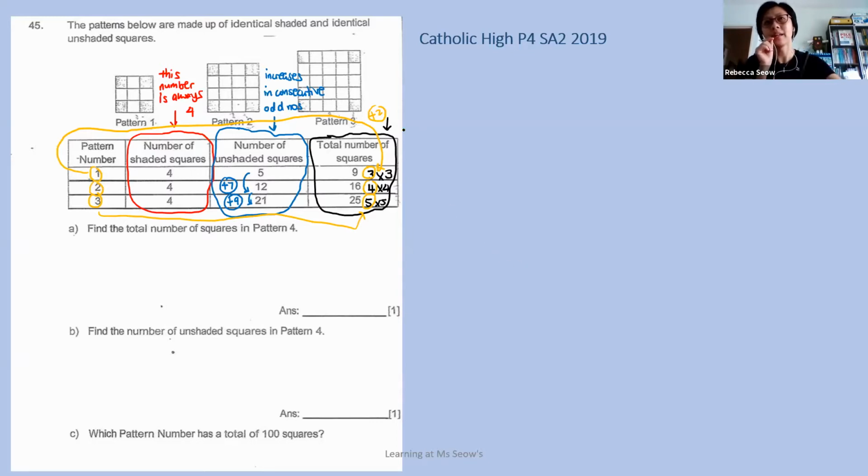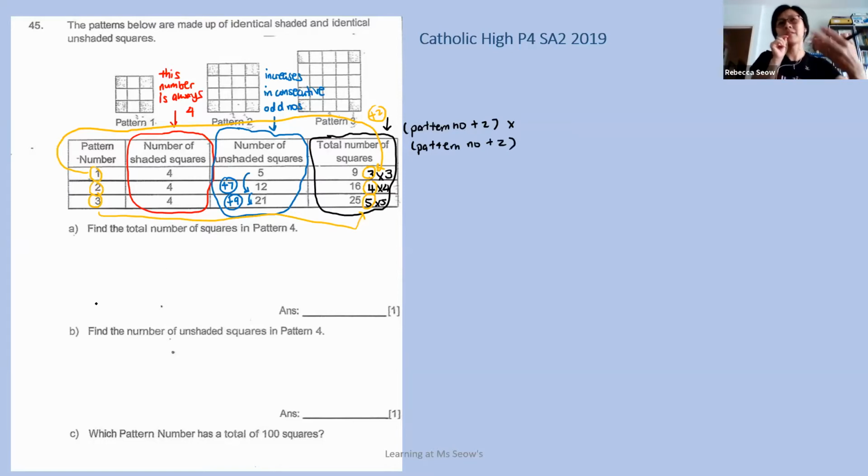Okay, so if I were to summarize the last column, I would write it something like: pattern number plus 2, multiplied by pattern number plus 2. Okay, now let's take a look at the questions.